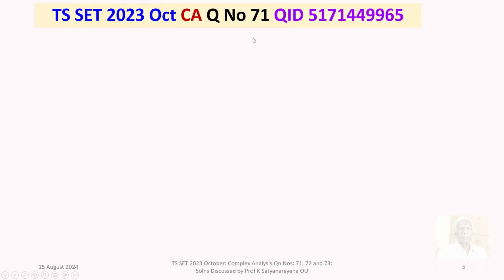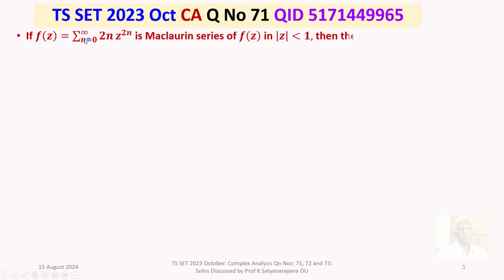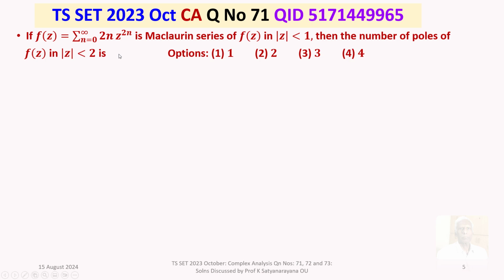We now discuss question number 71. The question ID is this one. The given question is, if f of z is equal to sigma n equals 0 to infinity 2n z power 2n is a Maclaurin series of f(z) valid in mod z less than 1, then the number of poles of f(z) in mod z less than 2 is, we are given 4 options.